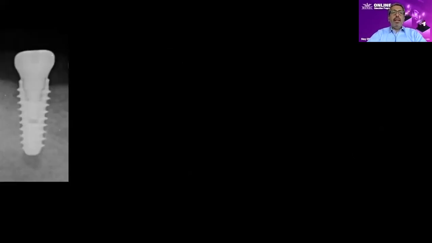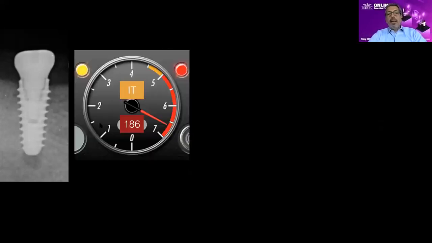This is an Anyridge implant that was placed in very, very hard bone. And when I placed this implant, I followed the protocol. It was part of the study. And look what I got. I had 186 Newton centimeter, which is huge. This is the highest insertion torque that you can have, because at that point, you can destroy the implant, you can destroy the implant connection. And of course, our aim is not to get this type of insertion torque.